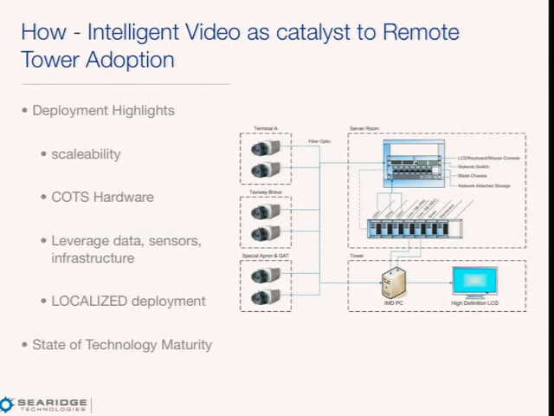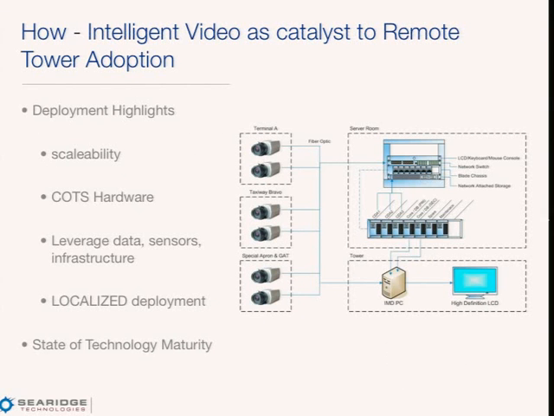So how? So what do we do? I mean, everybody's talking about remote towers. What do we do to get there? So obviously for me, I think intelligent video is a catalyst to remote tower adoption. So the state of the technology is such today that it can be applied to all sorts of different applications, and we believe that remote tower applications is one of them. So the idea that you have localized surveillance capabilities, but a localized surveillance capability that can grow, that can scale to provide full surveillance capabilities. And I'll talk a little bit about why that's important.